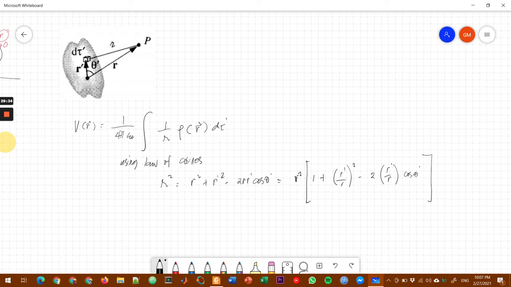Okay, using the law of cosines, we can simplify this. So we have r squared times 1 plus, factoring out r prime over r, r prime over r minus 2 cosine theta prime.